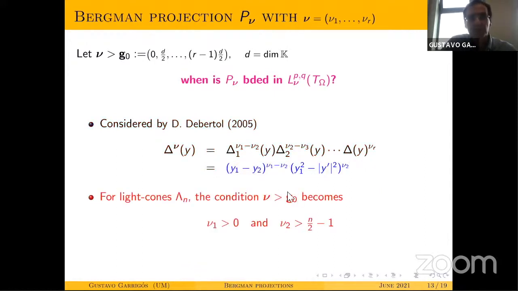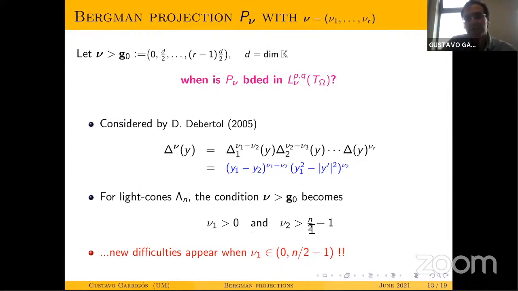So what happens here? Well, this region, in the case of light cones, reads as follows. Nu one has to be positive and nu two has to be bigger than n over 2 minus one. The difficult situation appears when nu one becomes close to zero. If nu one and nu two were both bigger than n over 2 minus one, you would have a very similar situation to the previous result. But here you try to use all possible weights. When nu one gets close to zero, this becomes negative. This is less and less regular, and there is a new phenomenon happening here. It was not clear in principle how to solve this using the decoupling inequality.